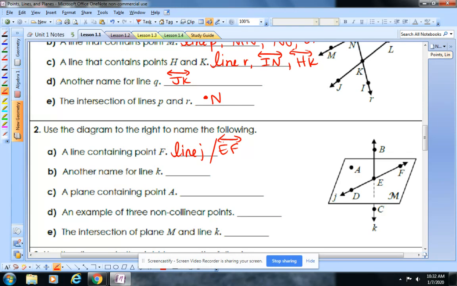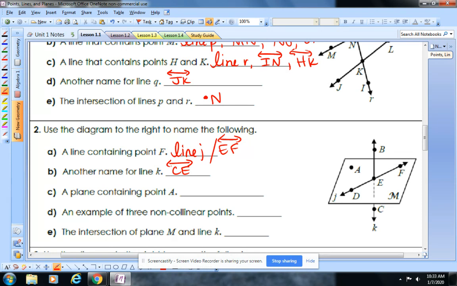Problem B says another name for line K. Well, line K is the line that goes through the plane, right? It's the vertical line. Well, I assume it's vertical. It might not be vertical. So somebody give me another name for line K. What points are on line K? C, E, and B, right? So any configuration of 2 of those points with the arrow. So you could call it CE or BE or CB or any of those. Any configuration with points C, E, and B. Y'all with me?